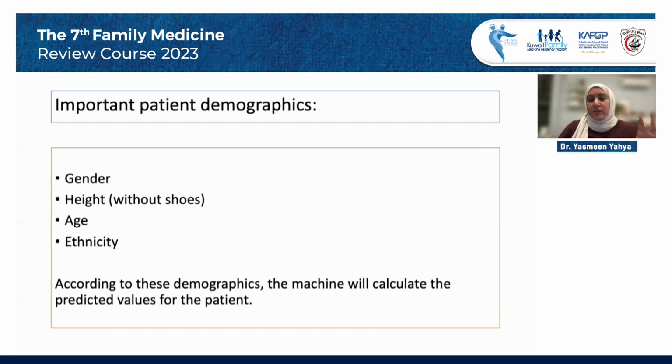The important patient demographics that you need to enter in the machine are the patient's gender, the height, and you need to take care to take the height without the shoes, because 1 centimeter will make a difference in the readings, the age and the ethnicity. Usually the technician will put all this information, and the machine will calculate the predicted value for the patient. And you need your figures to be above 80% of that predicted for your patients.